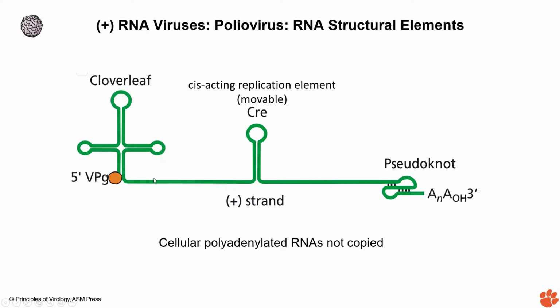These can move over the structure, because there are lots of areas where you have these complementary sequences, and this CRE element can move over the RNA. And then at this end you have a pseudoknot.